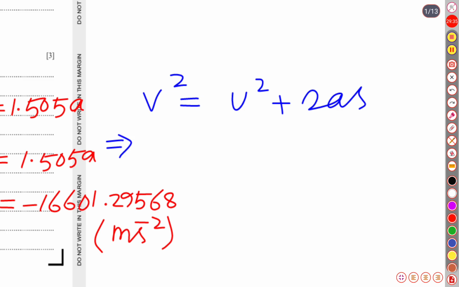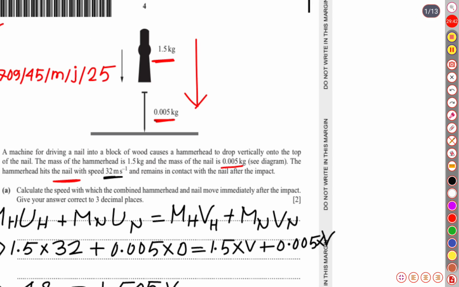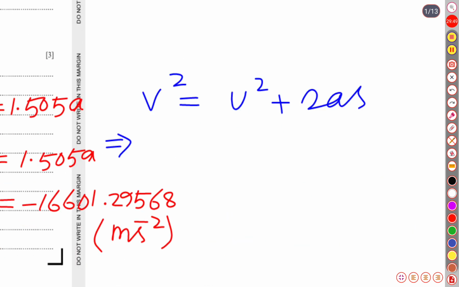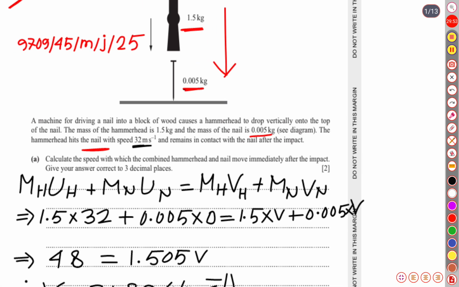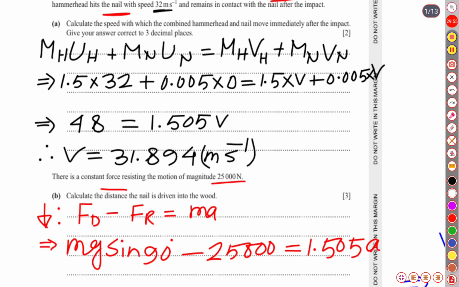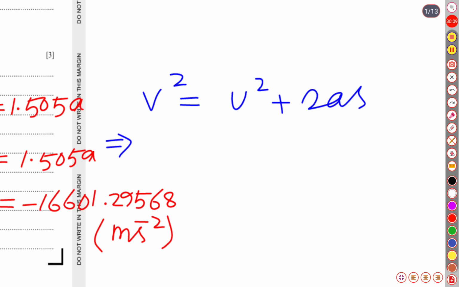S stands for displacement, and final velocity was definitely 0. Look at this, when the nail was hit by the hammerhead, finally it got stuck. That means the final velocity was 0. And let us see the initial velocity also. Initial velocity has been already obtained. We have found that immediately after hitting the nail the initial velocity was 31.894 meter per second.